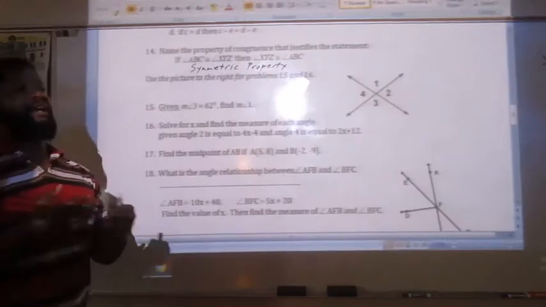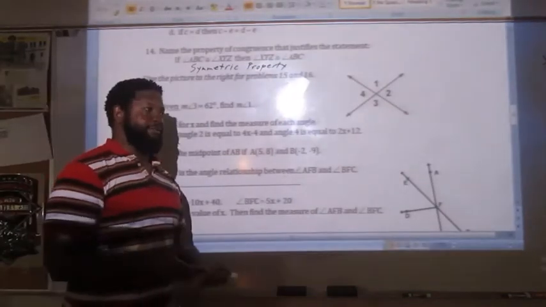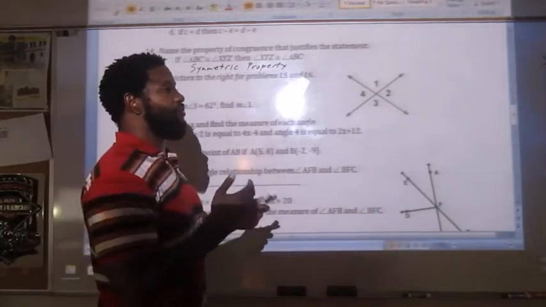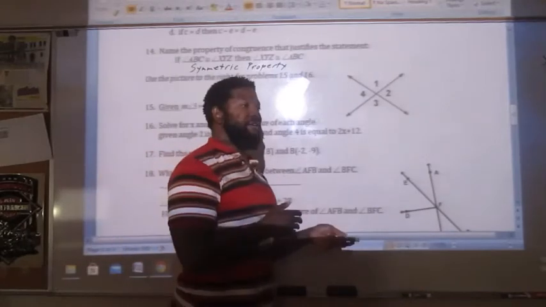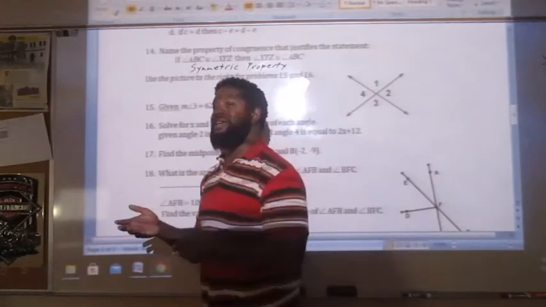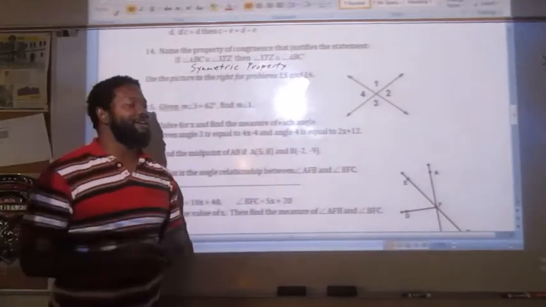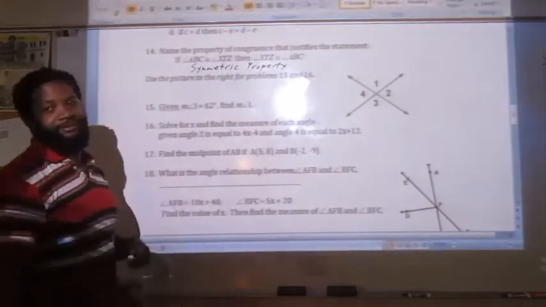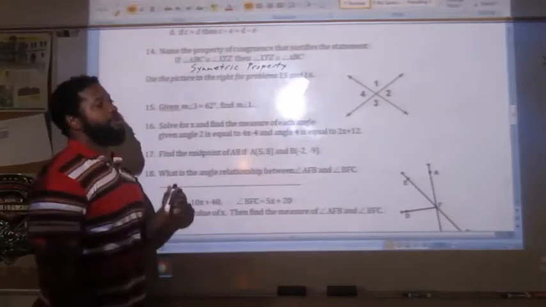Reflexive property, A is equal to A. Symmetric property, if A is equal to B, B is equal to A. Transitive property, if A is equal to B and B is equal to C, then A is equal to C, okay? That's how it kind of trickles down, all right? So make sure that y'all memorize that.